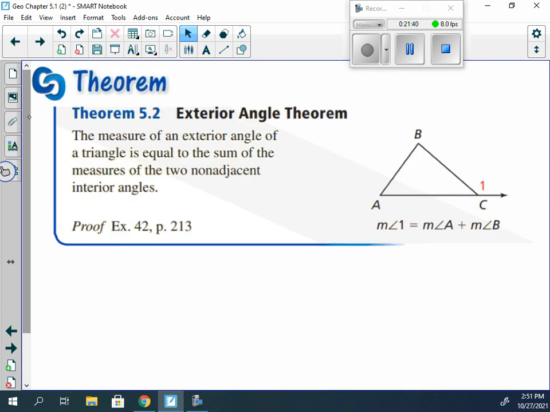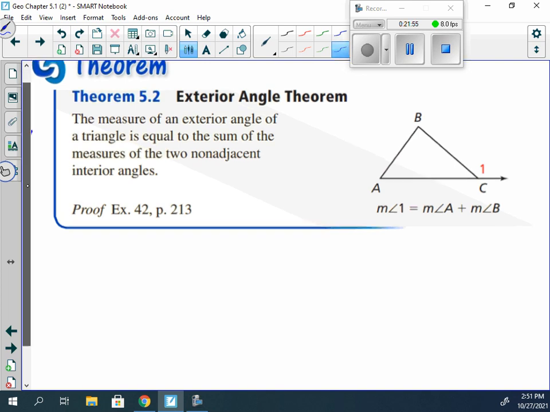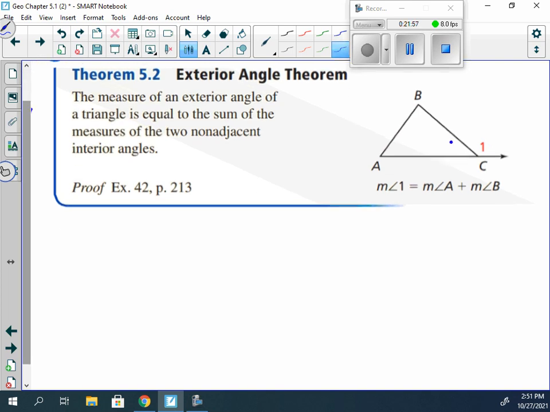This here is the last theorem we're actually looking at today. The measure of an exterior angle is equal to the sum of the opposite two interior angles. Now, looking at this here, I'm going to call the interior angle there next to angle 1, angle 2.